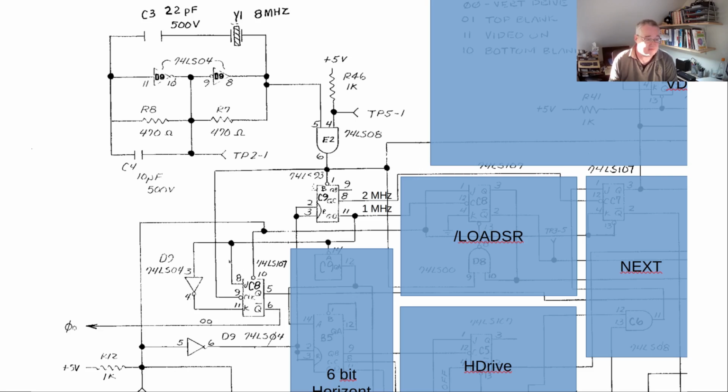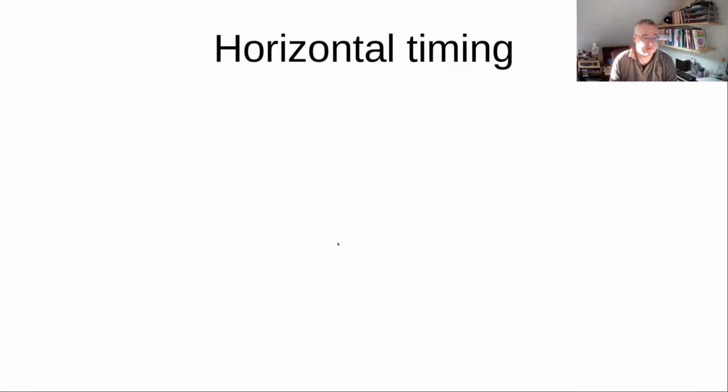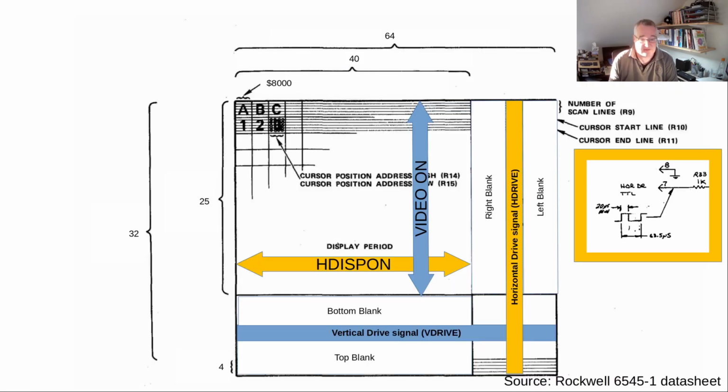And here you can see the output of this one is going somewhere over there, but the main thing here is phi0, which goes to the CPU. And it's synchronized with the 8 megahertz clock and taken from the 1 megahertz clock generated here. Let's look at the horizontal timing. As I said, we have the horizontal display on, the right blank, the left blank, and the horizontal drive. And we need to create this output.